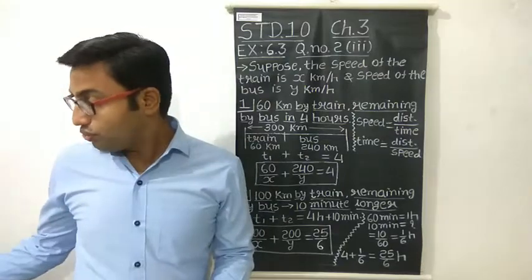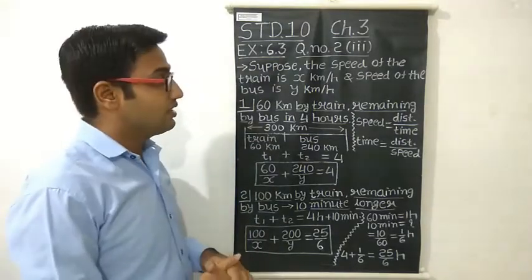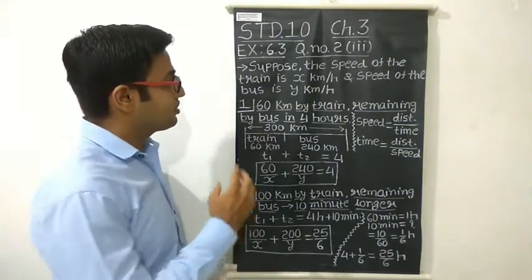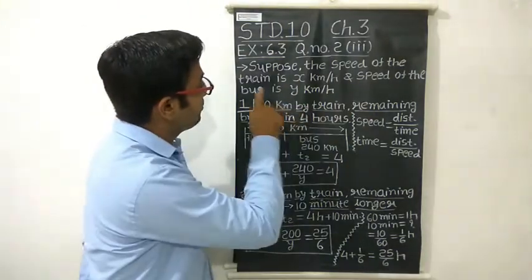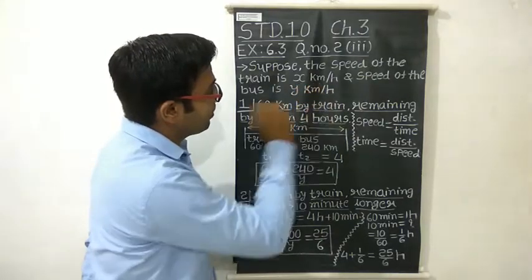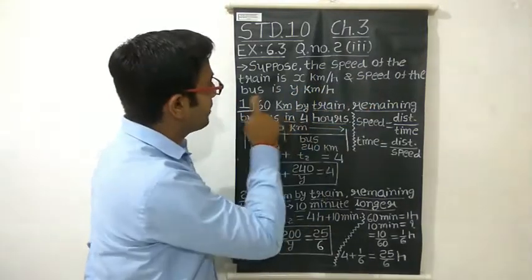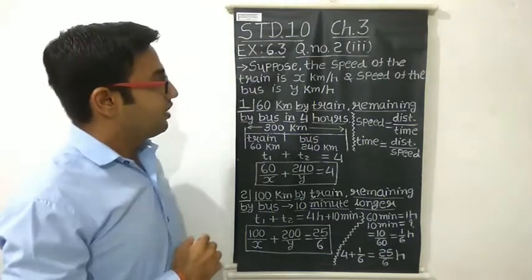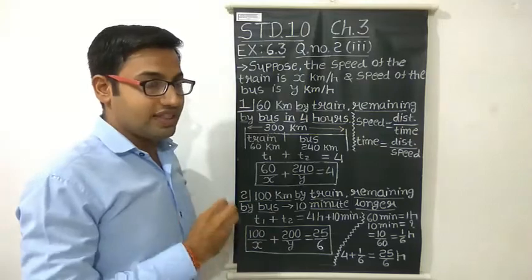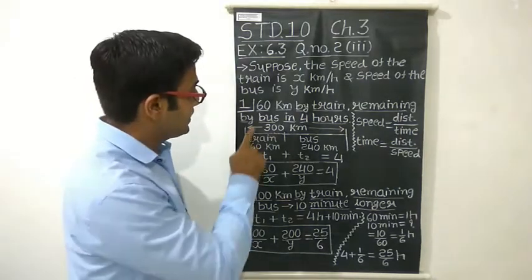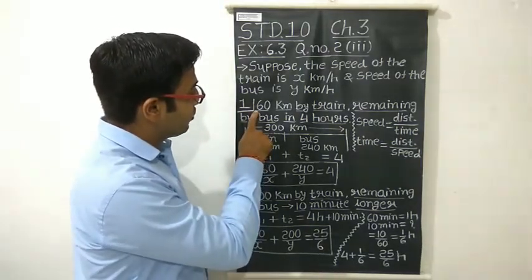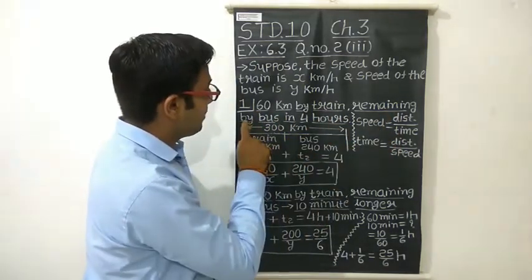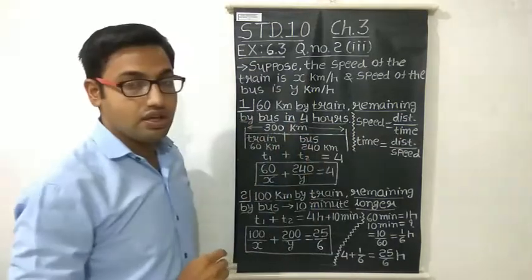So two things that we have to find out here are the speed of the train and the speed of the bus. So let's suppose the speed of the train is x kilometer per hour and speed of the bus is y kilometer per hour. Okay, so from the given question there are two situations. First situation is, Ruhi travels 60 km by train and the remaining by bus in 4 hours.